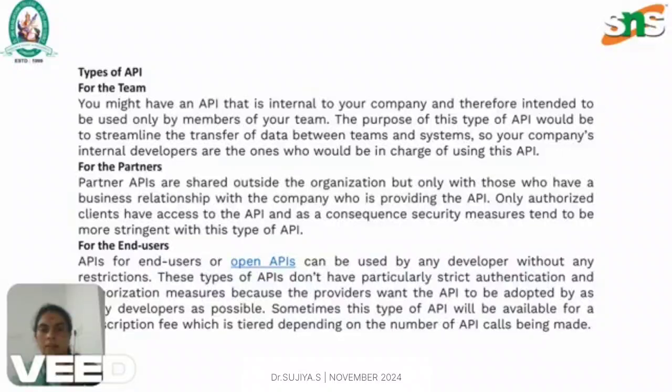A partner API is shared outside the organization, but only with those who have a business relationship with the company. Only authorized clients can access this API, and consequently security measures tend to be more stringent with this type of API. The end user API is an open API that can be used by any developer without any restrictions. This type of API doesn't have particularly strict authentication and authorization measures, because providers want the API to be adopted by as many developers as possible.